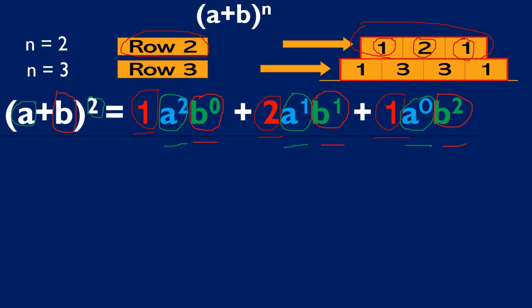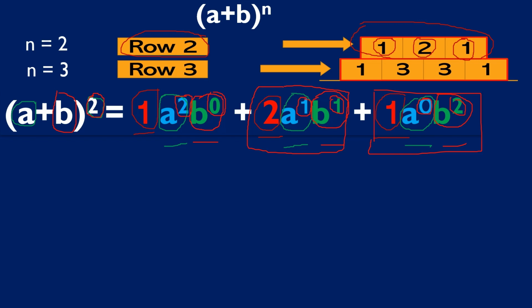Now, notice that a here is raised to the power 2, and b here is raised to the power of 0. If you add their powers, that is 2 and 0, it gives you the n value. 2 plus 0 is 2. Now, in this next term, the power of a is 1 and the power of b is 1. 1 plus 1 gives you 2. In this third component, the power of a is 0 and the power of b is 2. 0 plus 2 gives you 2, and that corresponds with n equal to 2.